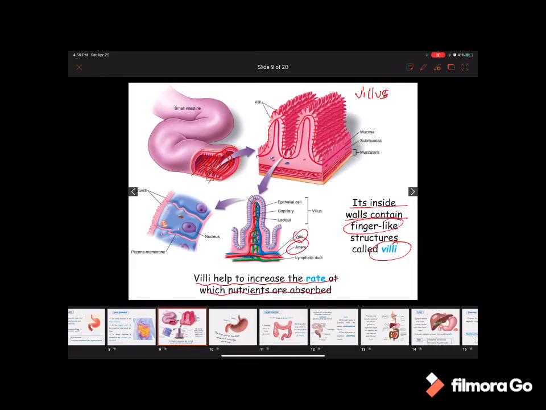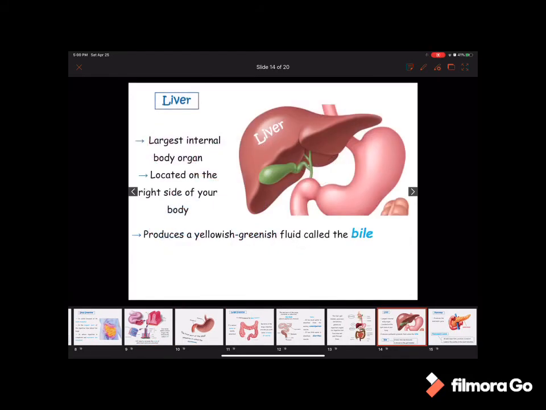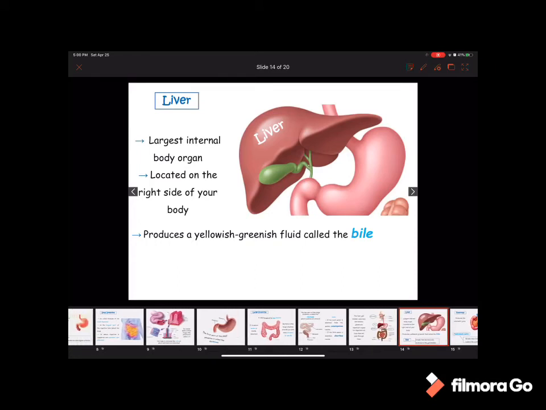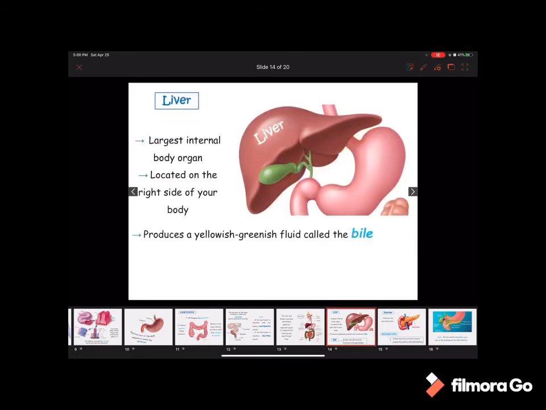Now we're going to move on to the organs that actually play a role in digestion, and they are parts of the digestive system. However, the food doesn't enter inside of them. They release substances that help with the digestion without even allowing food to go inside of them. These two organs that I'm going to talk about are the liver and the pancreas. Okay, let's see what about the liver.